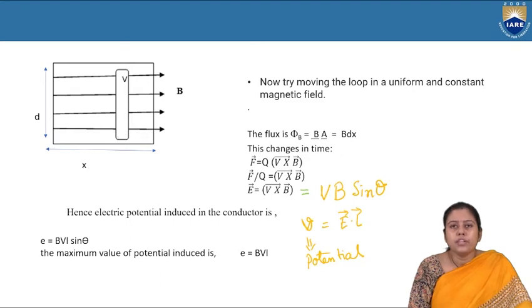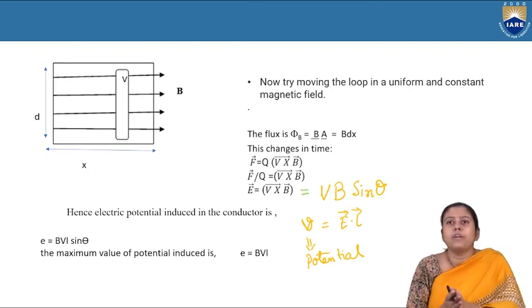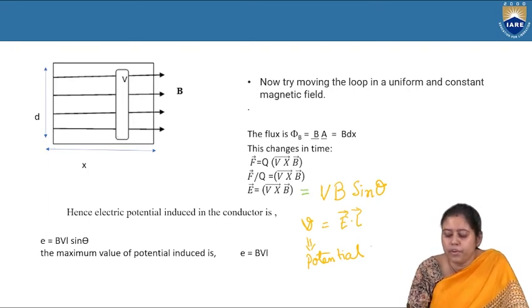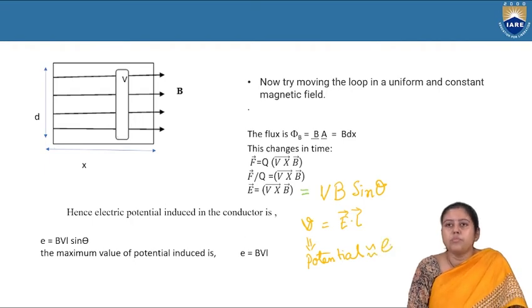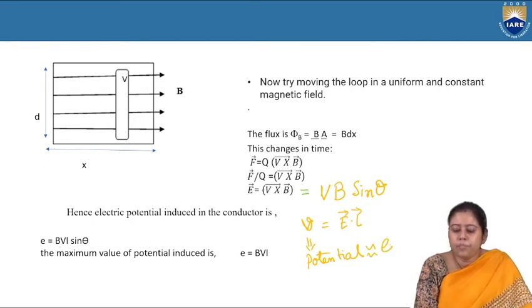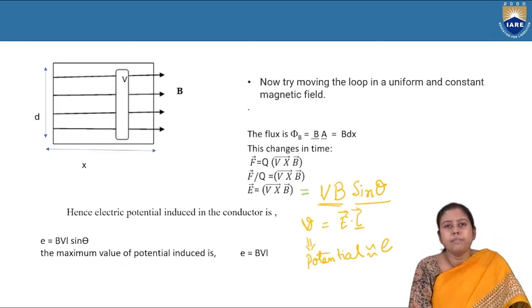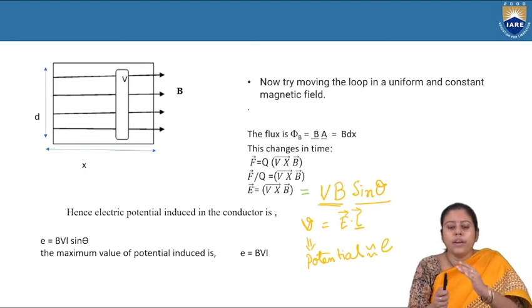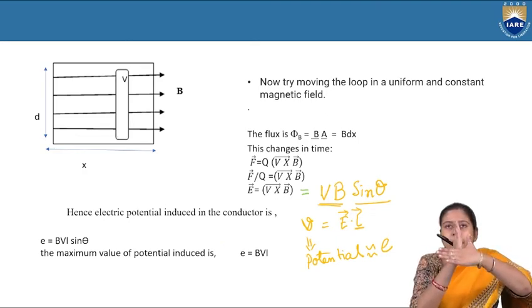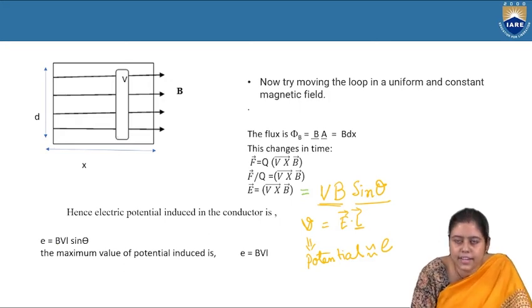Now, the potential and EMF are the same thing. As I told earlier, EMF is for the open circuit, and voltage is for the closed circuit. So we can write it with a small e or EMF. If we put in the values, we get e is equal to B V L sin theta. And when is theta maximum? When theta is 90 degrees, when the flux cutting is maximum.